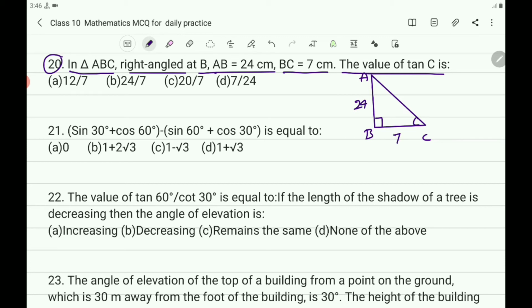And tan C means opposite side by adjacent side. Here for C the opposite side is AB and the adjacent side is BC. That is, you will get 24 by 7. Tan C is equal to what? 24 by 7 is the answer.